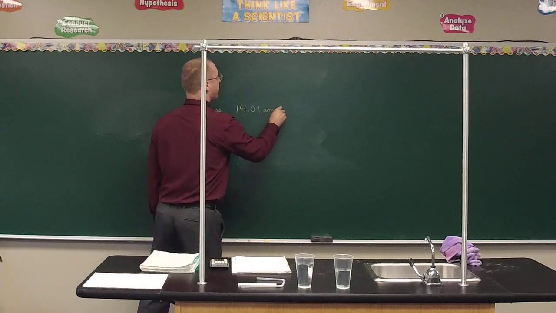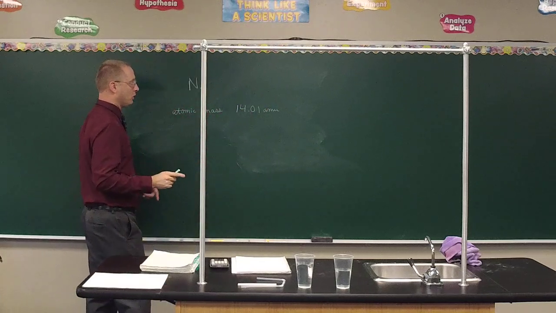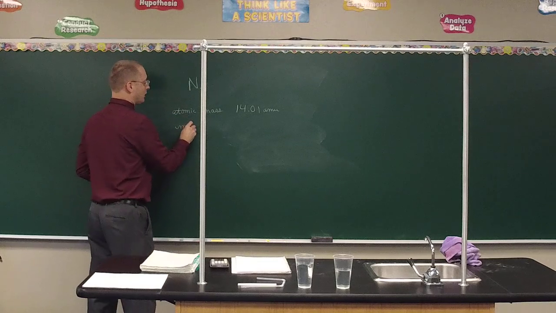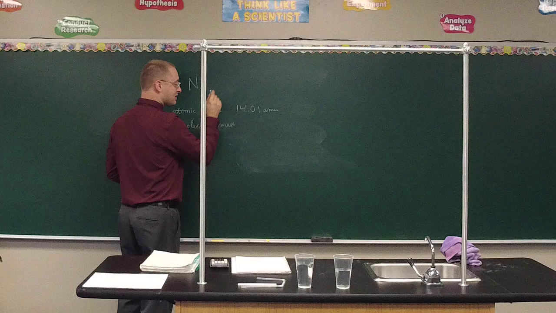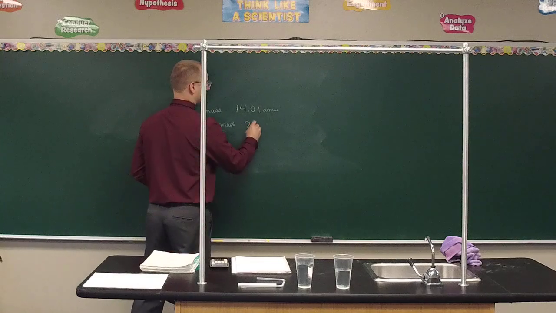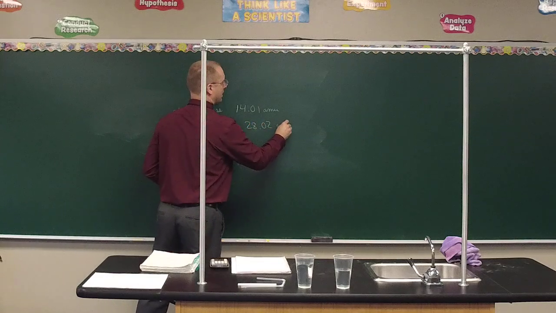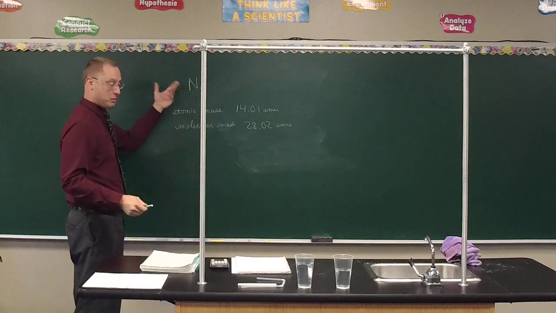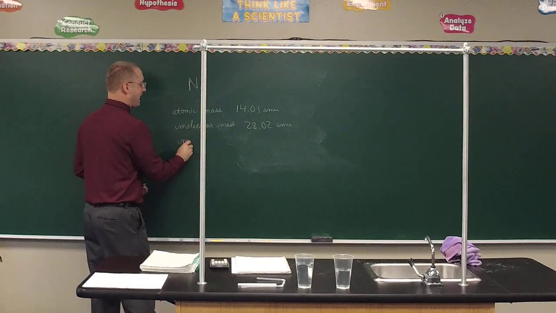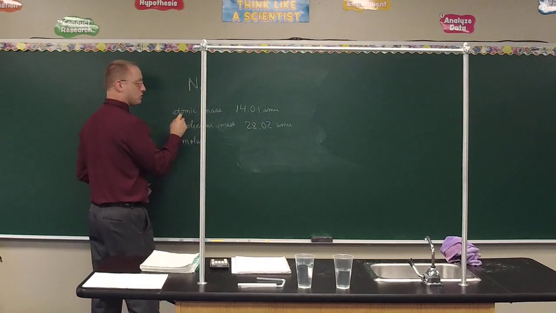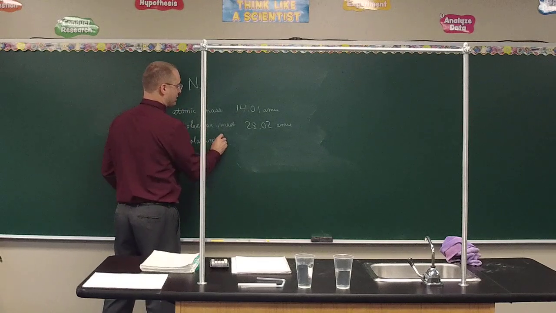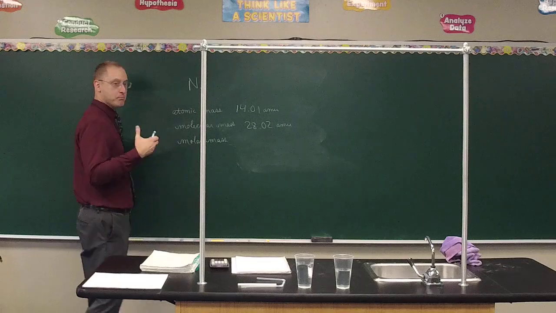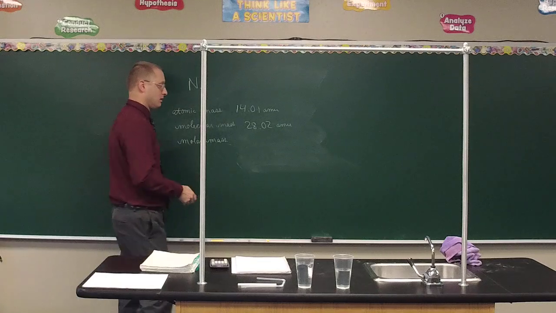14.01 AMUs. But a nitrogen molecule is N2. So the molecular mass of nitrogen is 28.02, because we have two atoms within the molecule. And so if we had an entire mole, 6.022 times 10 to the 23rd molecules of nitrogen, how much would be the mass of that mole of nitrogen gas?